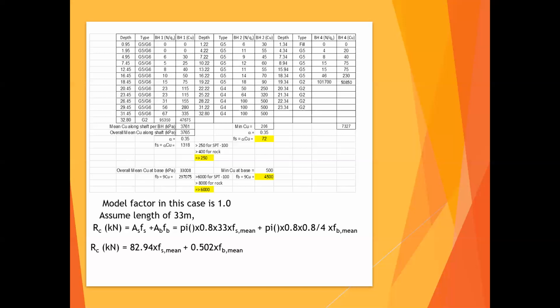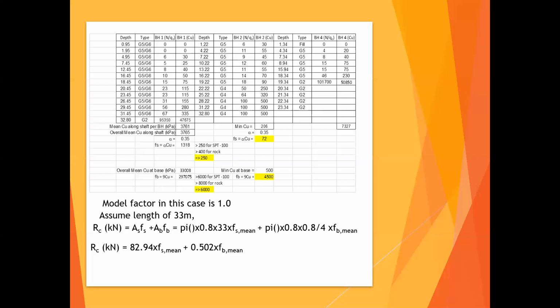Now, which number do you need to use, 250 or 400? Remember, we are trying to model a pile or design a pile that represents the whole site. So on the conservative side, you should use 250. That means you assume everywhere is soil, and limit by the soil friction first. Because in an actual site, you won't know whether you are encountering rock or soil before you bore. Now take a look at the mean CU at the pile base. It's very high, 33,000 over.